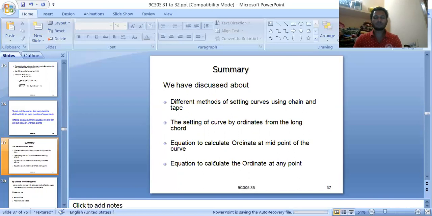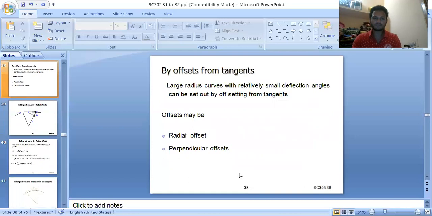Now we can summarize this particular topic. We have discussed different methods of curve setting, along with setting out curves by ordinates from long chord. We have derived the equation for ordinates at the midpoint of the curve, along with ordinates at different points from the center of the curve. These are the things which we have learned so far. And then we'll move to another method.